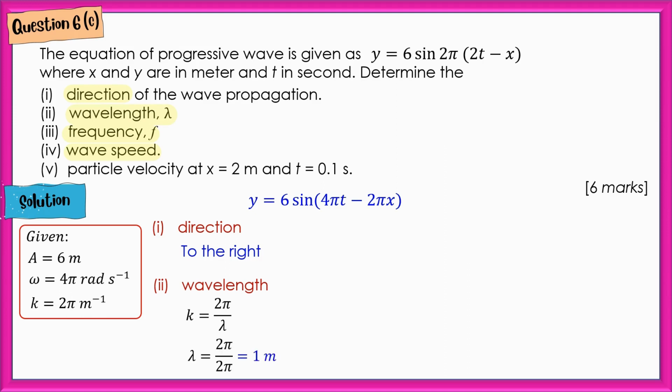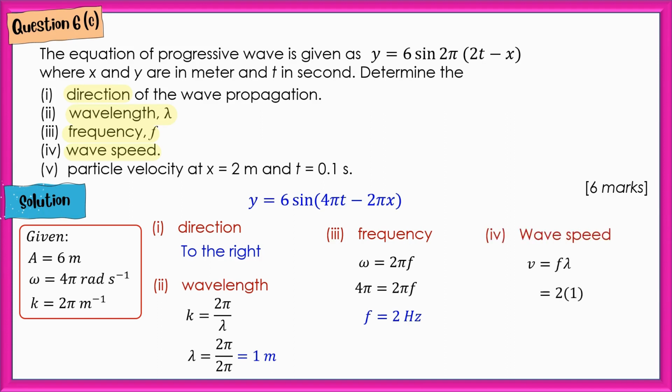Because of that, when we substitute the k as 2 pi, we will get the lambda is equal to 1 meter. For the frequency, we will use the equation of omega is equal to 2 pi f, and we substitute the omega, which is 4 pi. So you will get the frequency, which is equal to 2 Hz.